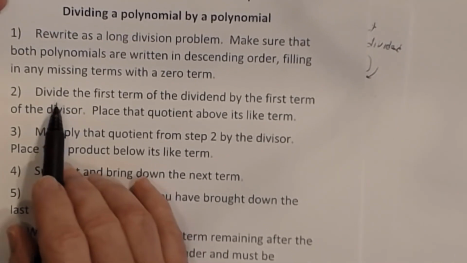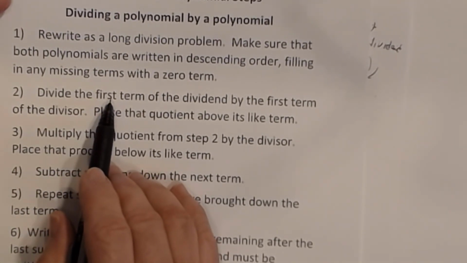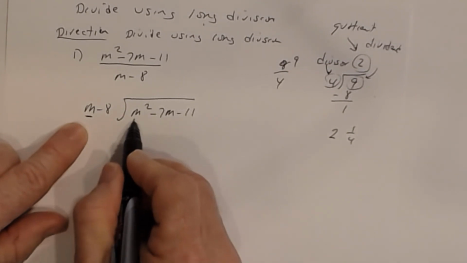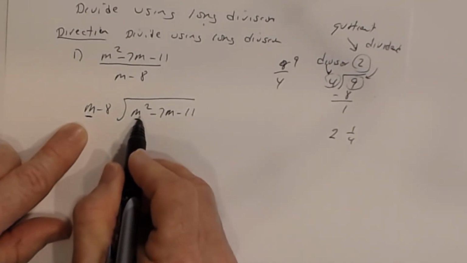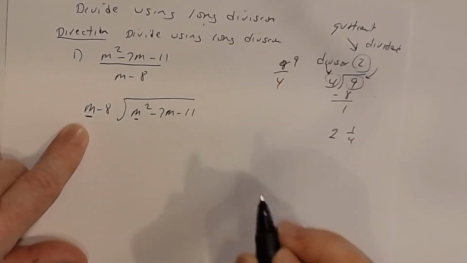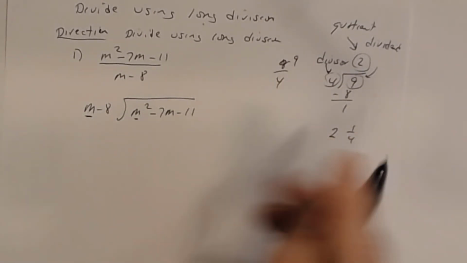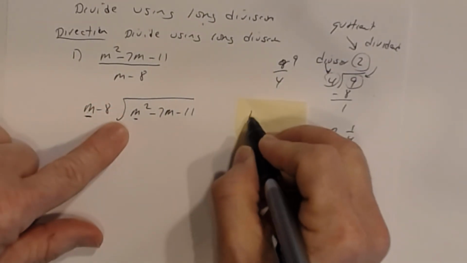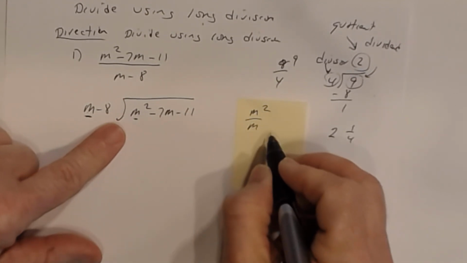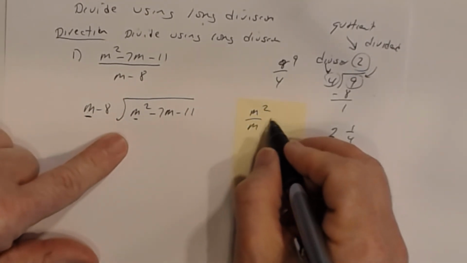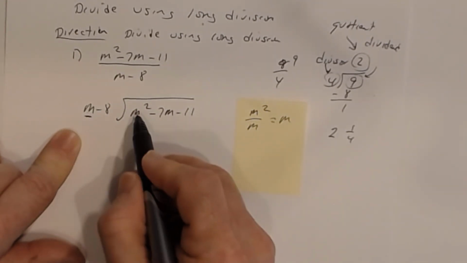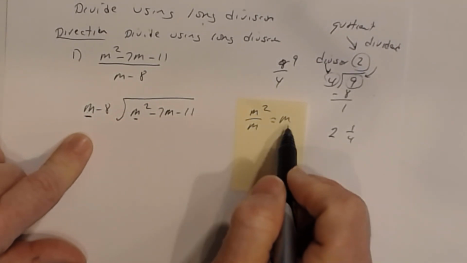Watch, it's very simple. Take the first term of the dividend and divide it by the first term of the divisor. So m into m. So this into this. Okay? If you have to write it down, you write it down. So here's what you're thinking: m squared divided by m. What's m squared divided by m? Well, m squared divided by m is m, right? So first into first. m squared divided by m is m.